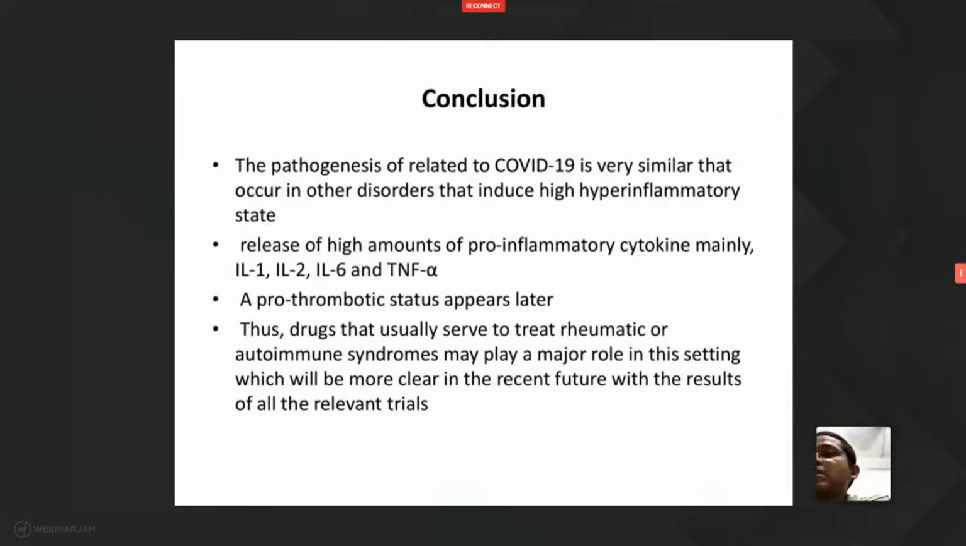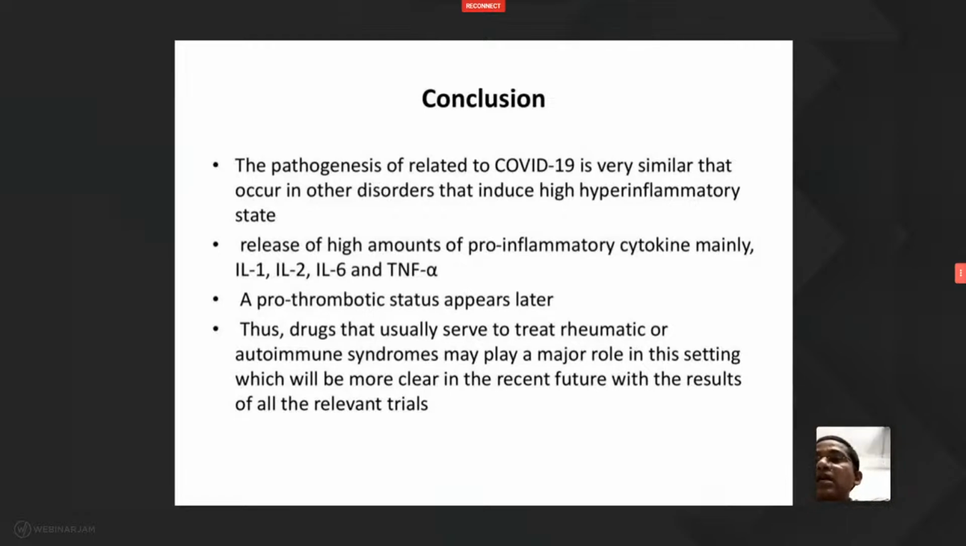So, to come to the conclusion, the pathogenesis related to COVID-19 is very similar. There is some pulmonary vasculopathy and there is some inflammatory cascade. Both are going on simultaneously. The pulmonary vasculopathy can be managed by antithrombotics or heparin and other modalities of treatment. And in case of the severe inflammatory response, the pathogenesis is similar to that of other disorders inducing a high inflammatory state. There are many cytokines released, but we are mainly targeting IL-1, IL-2, IL-6 and TNF alpha. A prothrombotic state appears later, and both of these go on simultaneously.